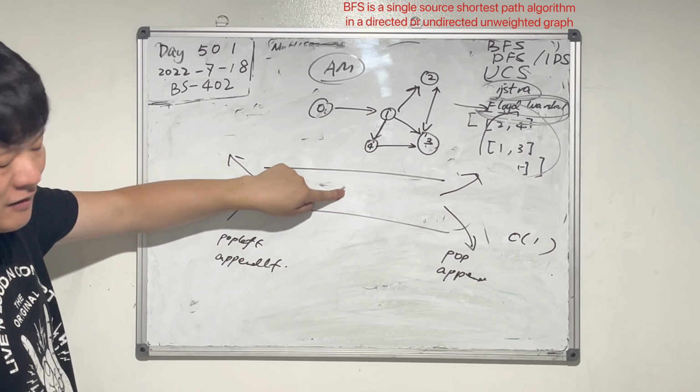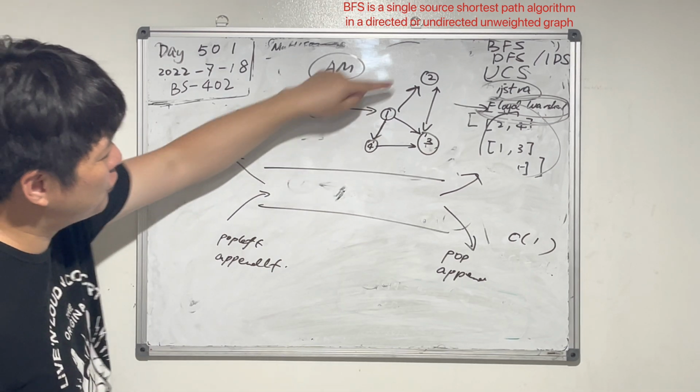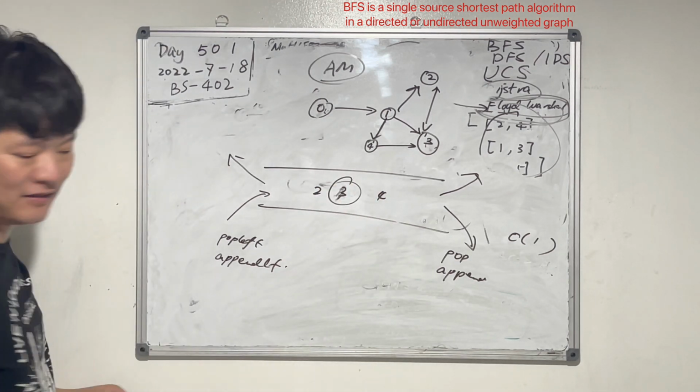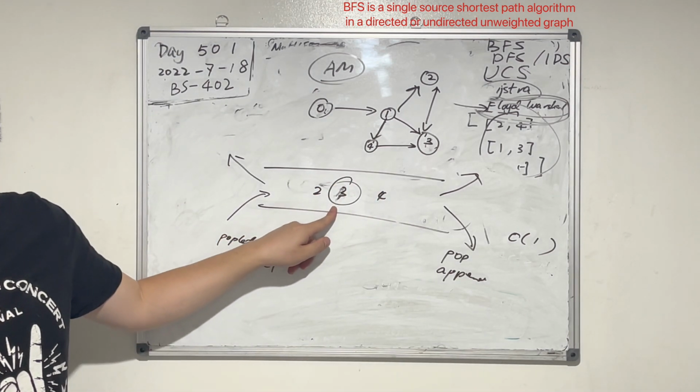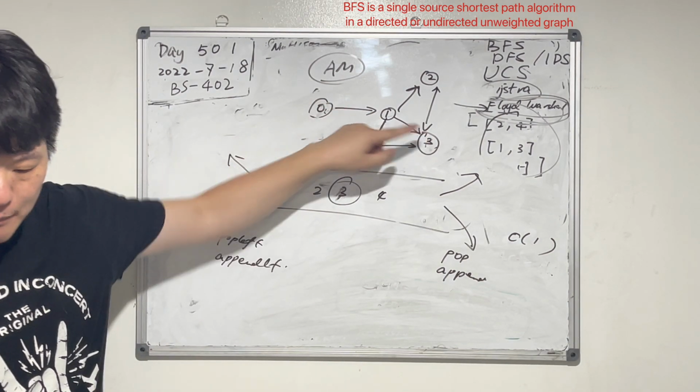Then we take everything out, we append its neighbors. So from 1 we can go to 2, 3, 4, right? So look, 2, 3, 4. Now we have 3 here. We know we have 3. So the distance between 0 and 3, how many steps? 1 step, 2 steps, okay?